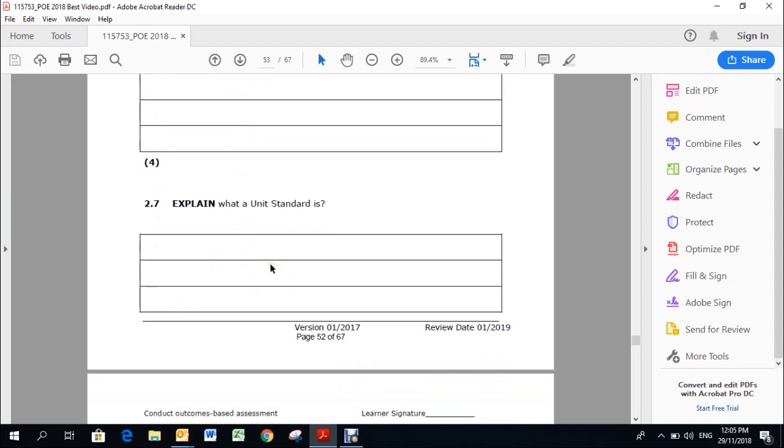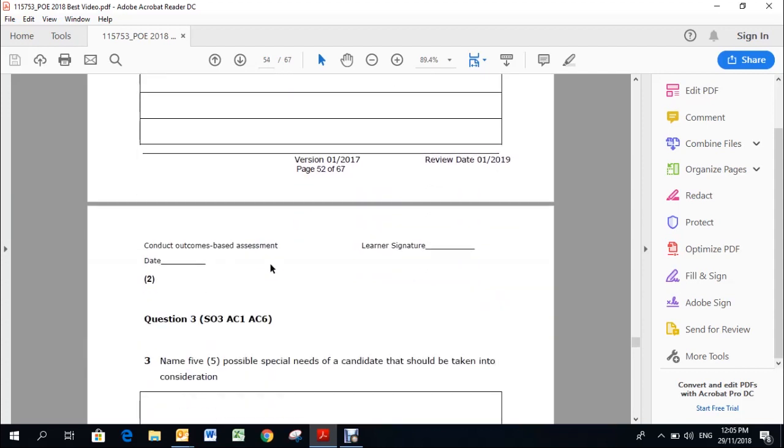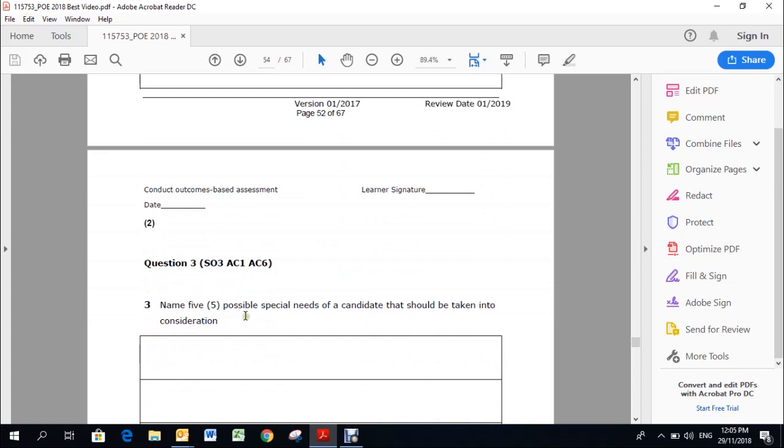Then we'll move on to 2.7. What is a unit standard? I'll leave that to you. You need to do some research on that and indicate it.